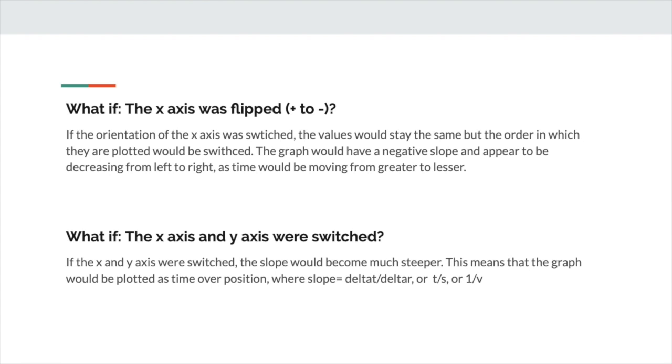And then what if the x and y axes were switched? If these axes were switched, the slope would be much steeper. This means that the graph would be plotted as time over position rather than position over time, where slope would equal change in time over change in position, or t over s, or 1 over velocity.